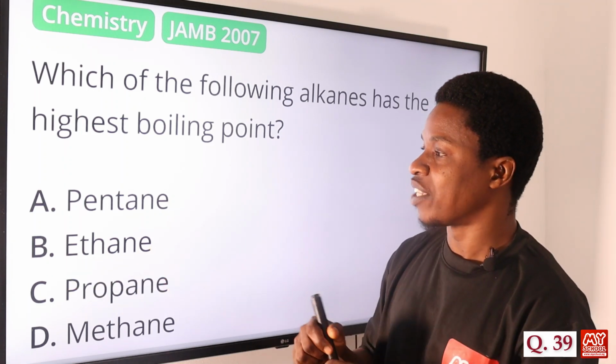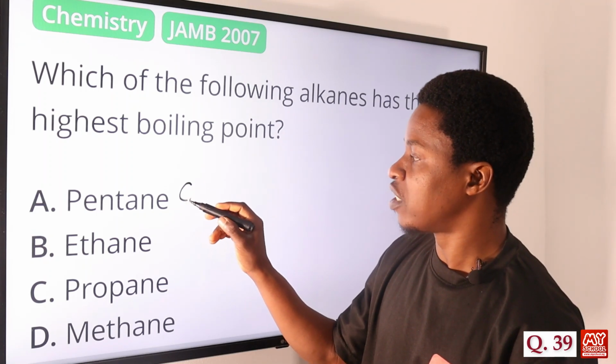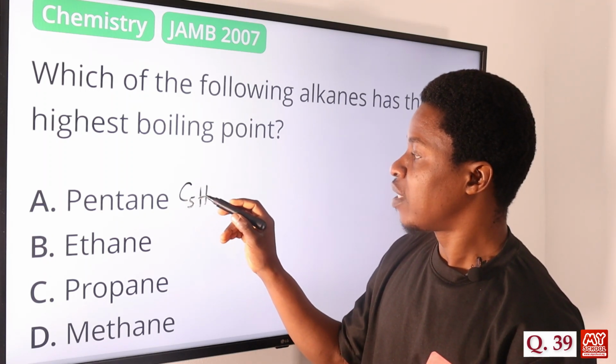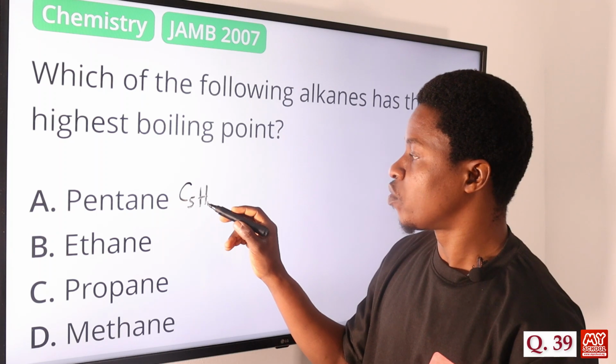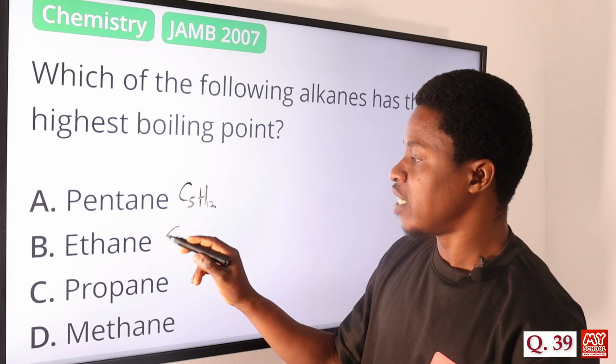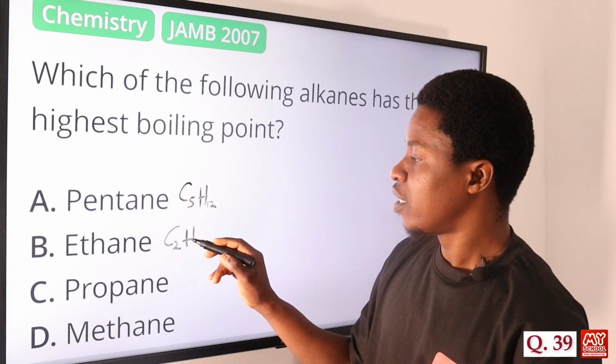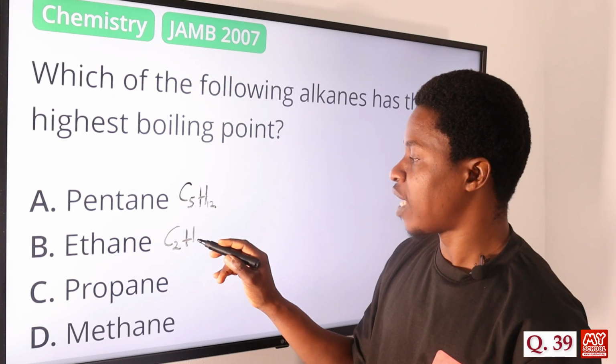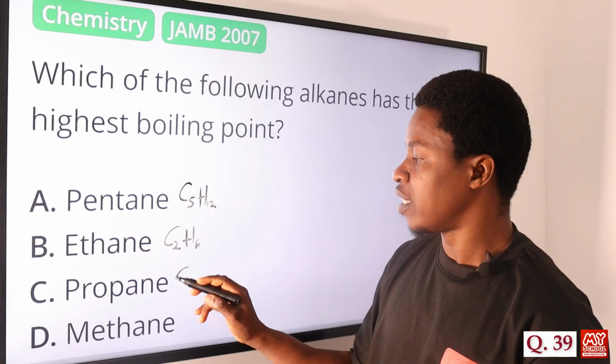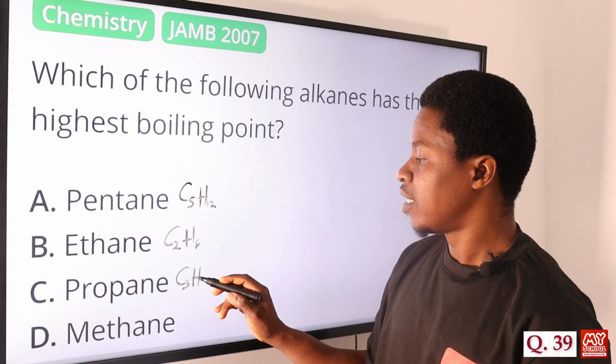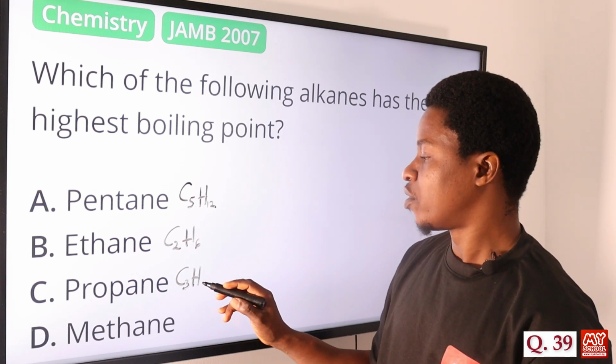Ethane has 2 carbon atoms. This one has 5 carbon atoms, of course, so it is C5H. 5 times 2 is 10 plus 2, that's 12. Then ethane is C2H. 2 times 2 is 4 plus 2, that's 6. Then propane is C3H. 3 times 2 is 6 plus 2, that's 8.